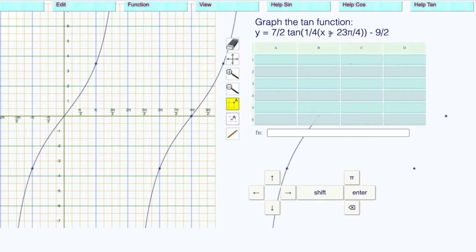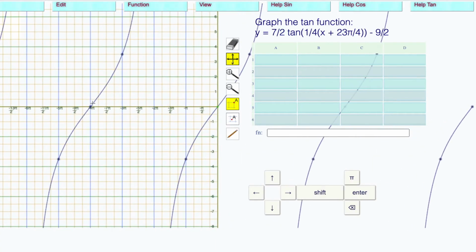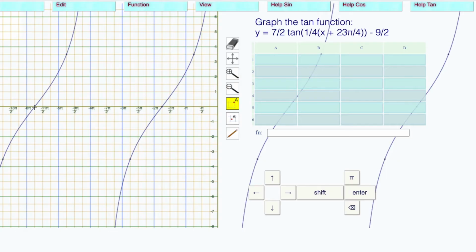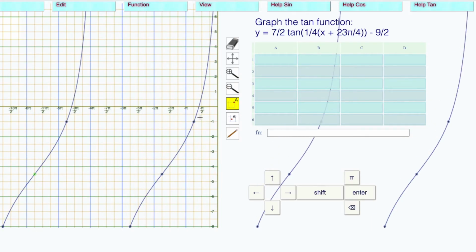Horizontal translation, the H is -23 pi over 4. Which is, okay, so 24 pi over 4 is -6 pi, so -23 pi over 4 is right here. I need to take this point right here, that's at the origin, and bring it all the way over to -23 pi over 4. The vertical translation is -9 over 2, which is -4.5. So drag that down to -4.5 like that, and then press enter to see if you're right.